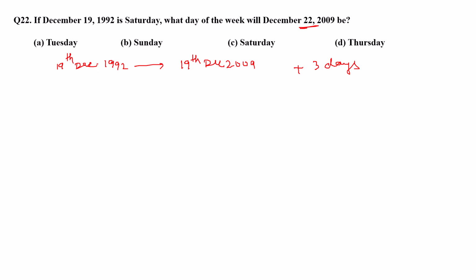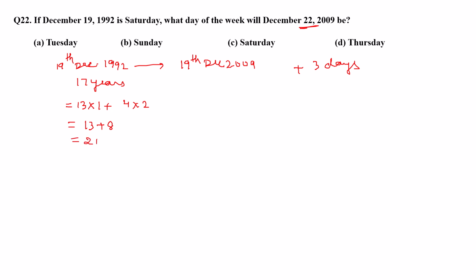Now 19th December, this is Saturday, which is given already. From 19th December 1992 to 2009, there are 17 years. And in 17 years, you will see 4 are leap years and 13 are non-leap years. Non-leap year means ordinary year, and an ordinary year has 1 odd day. So 13 into 1 plus 4 into 2, as 4 are leap years. So how many days will we get? 13 plus 8, and it will be 21 days.